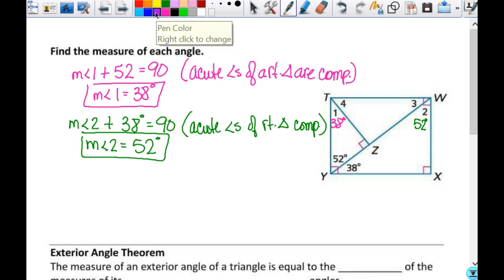All right, so then let's go to angle 3. Do I have enough information to find angle 3? Yes. How would I find angle 3? Ready? Can I subtract it from 90?